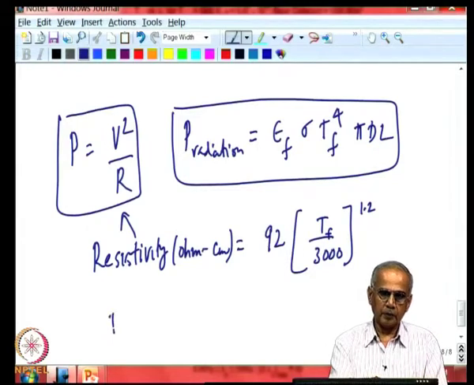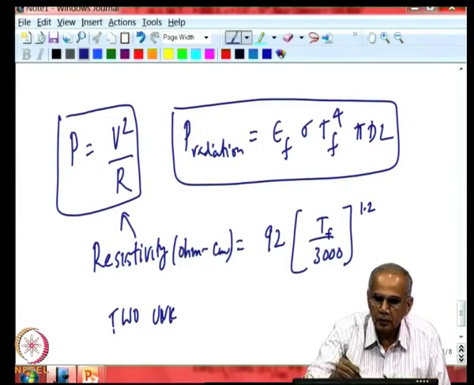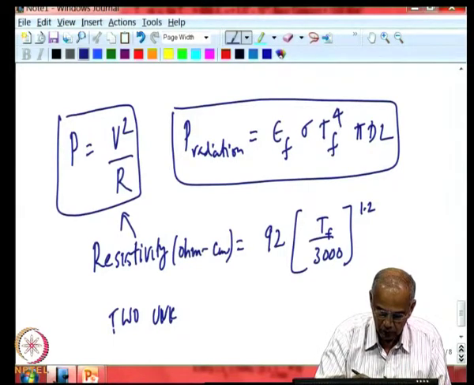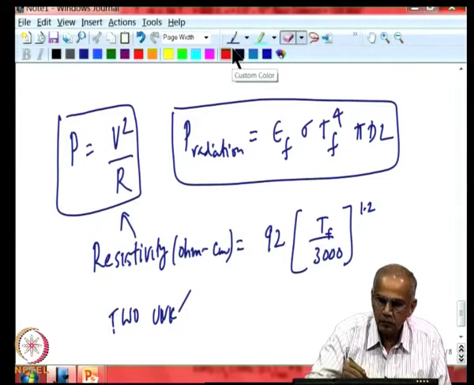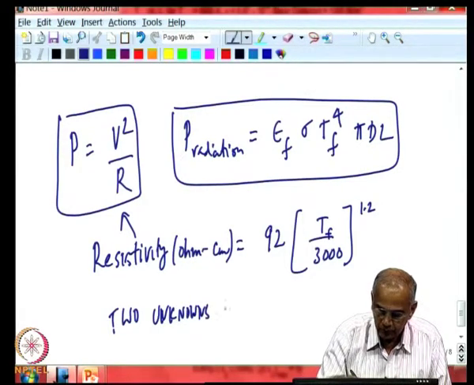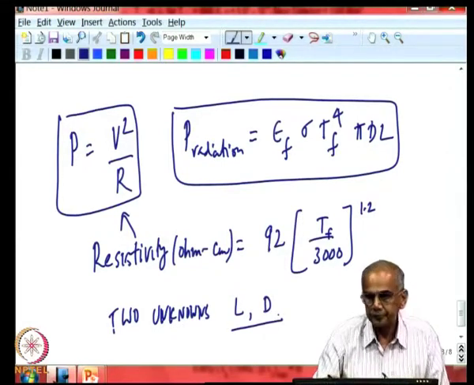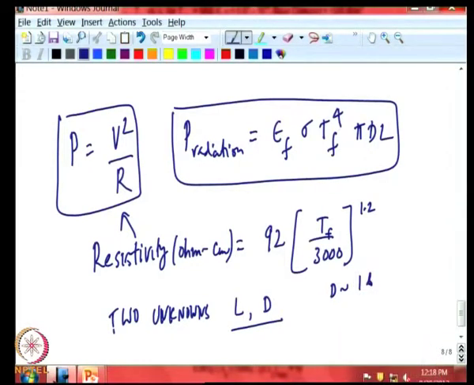So, there are two unknowns in this problem. And the two unknowns are the length of the filament and the diameter of the filament. And you will find when you do the design for a typical lamp, the diameter may be of the order of 1 to 10 micron, and the length will be of the order of centimeters.